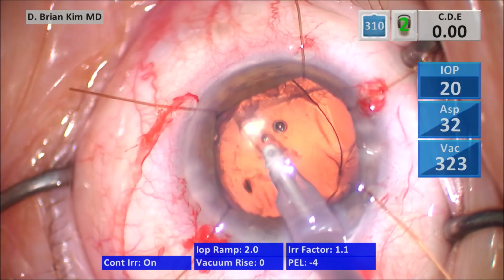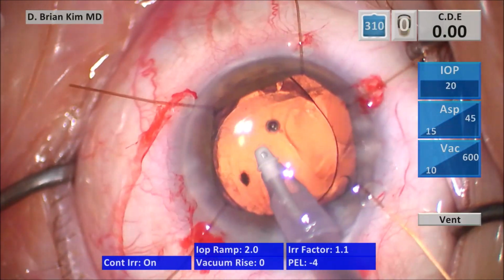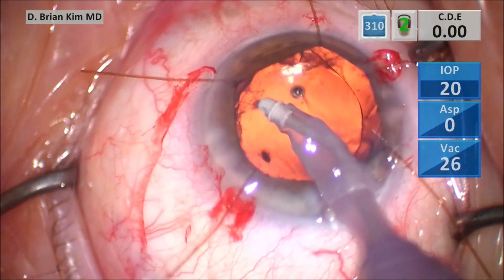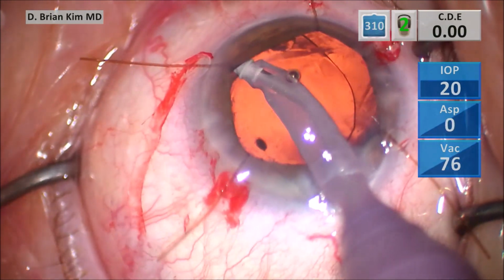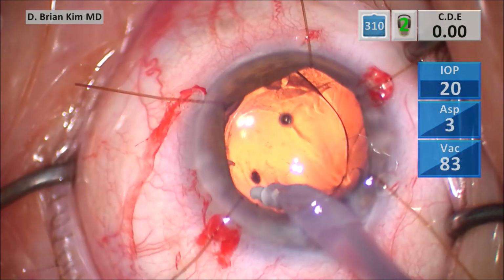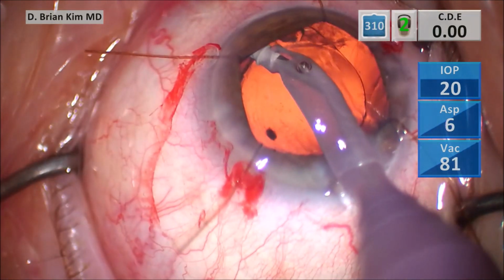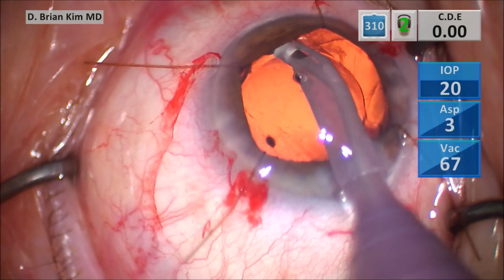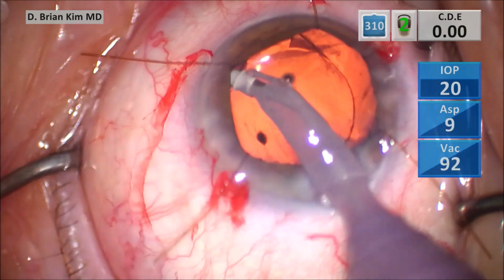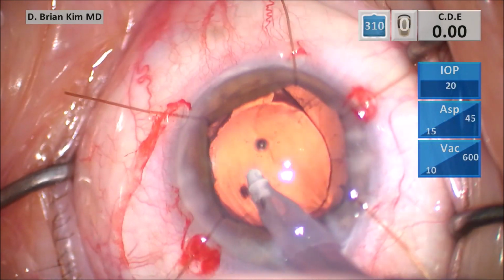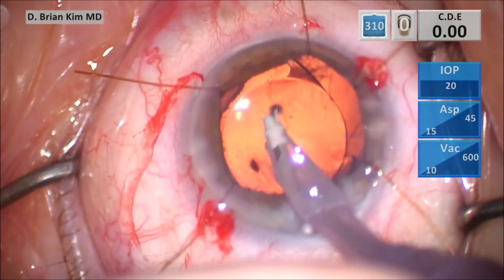I switched to I/A. I'm starting to remove the viscoelastic from the anterior chamber, and I'm feeling pretty good about myself. I put the IOP too low. You see, it's only on 20. It's normally around 50 or 60. And so I thought I was being smart by reducing the infusion pressure and thereby helping to keep a stable situation.